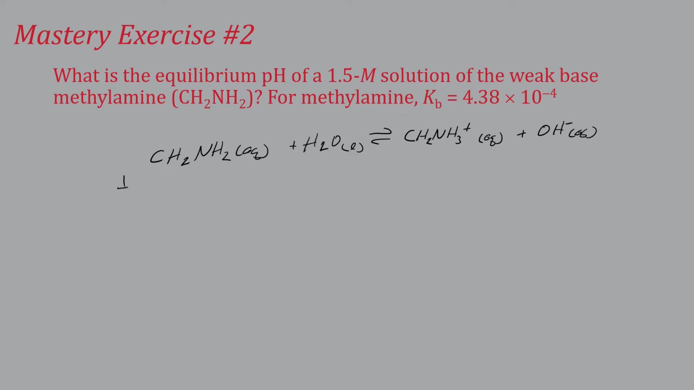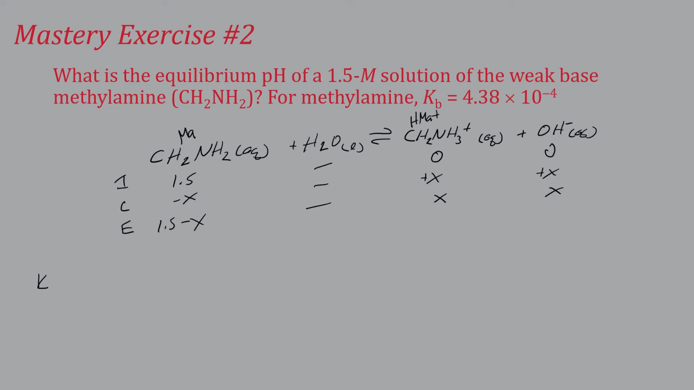And then we can construct our ice table. Again, I have to deal with the water. We know that this was originally 1.5 molar. We initially have none of this stuff, which means you can expect some formation of it. And from the stoichiometry, you will lose that same amount of methylamine concentration. And this gives us 1.5 minus x molar of the methylamine when equilibrium is reached, x molar methyl ammonium, and x molar hydroxide. Now I'm going to abbreviate this stuff MA, and this is HMA plus.